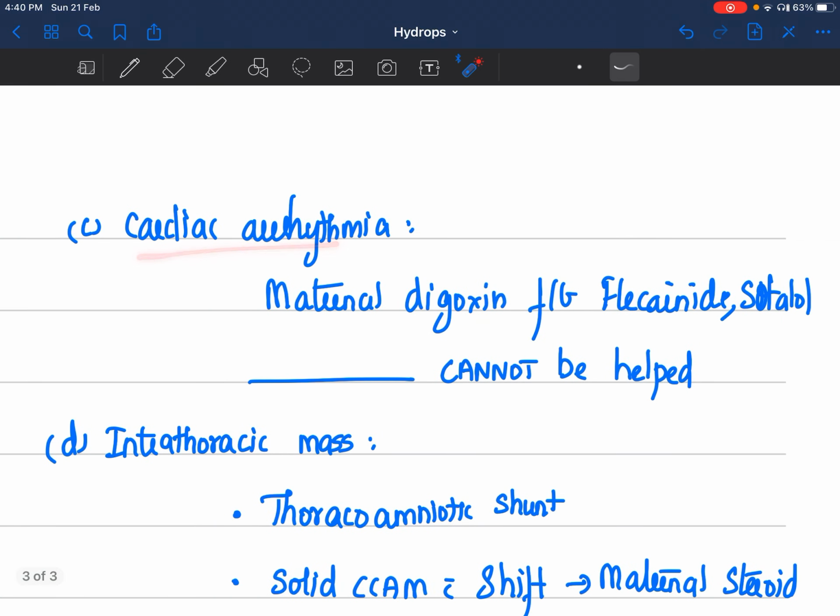If it's a cardiac arrhythmia, then give maternal digoxin followed by flecainide or sotalol. Which fetal cardiac arrhythmia cannot be helped by treating the mother? We discussed this in one of our previous classes. There's no treatment for it. The answer is: pause, think. If you're not able to find it, then play. All right, so it is congenital complete heart block, secondary to maternal SLE, anti-Ro, anti-La antibody. Remember, we discussed this in one of our previous sessions.